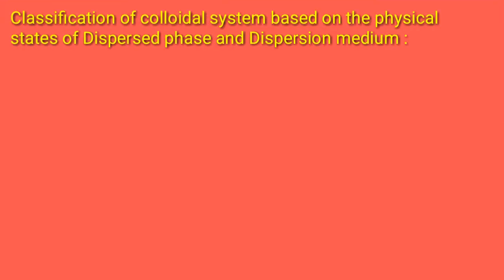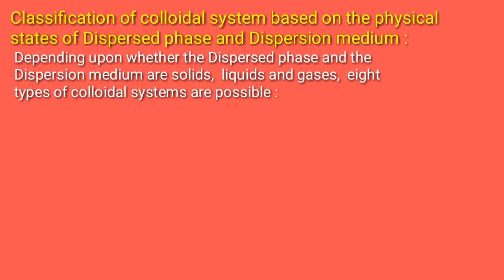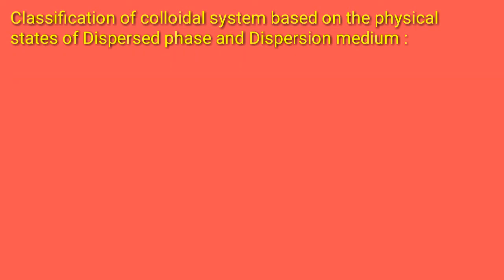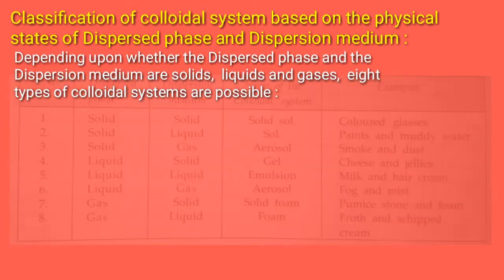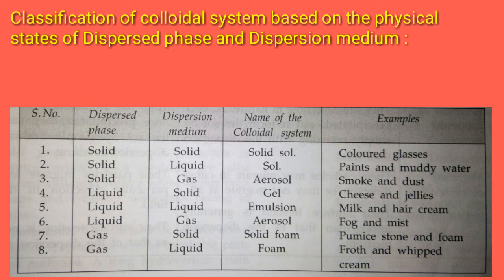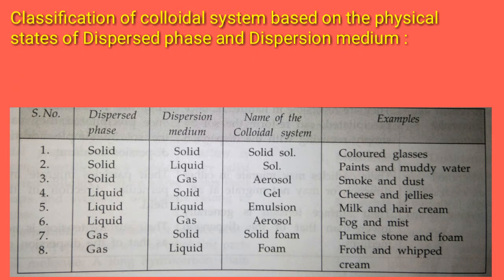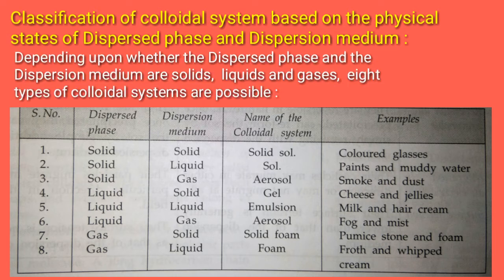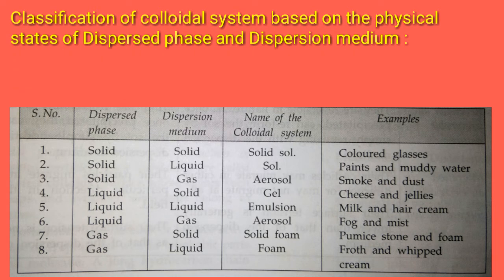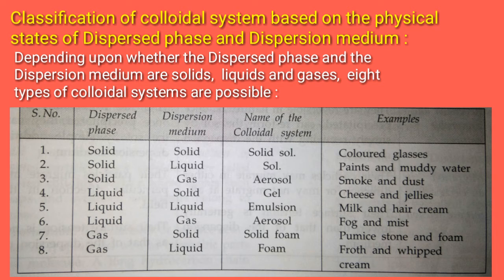Classification of colloidal systems based on the physical states of dispersed phase and dispersion medium. Depending upon whether the dispersed phase and the dispersion medium are solids, liquids, or gases, 8 types of colloidal systems are possible. They are solid sol, sol, solid aerosol, gel, emulsion, liquid aerosol, solid foam, and foam. Let us discuss these 8 types of colloidal systems one by one.